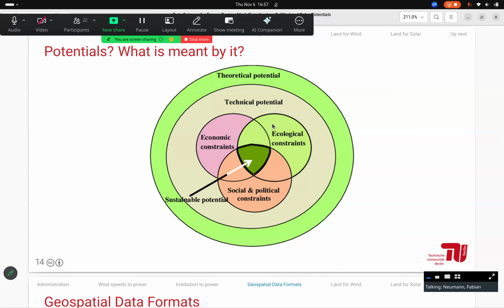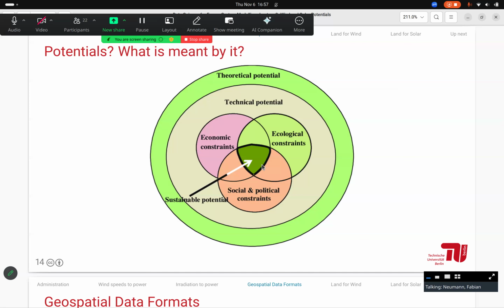Keeping forests and natural protection areas untouched is an ecological constraint. So in land eligibility analysis, we overlay different types of criteria that each exclude certain areas, and then we look at what's left, and hopefully that's somewhat a sustainable potential. Okay, but to calculate that, we need to work with data.